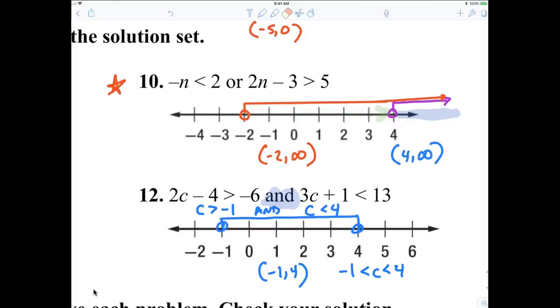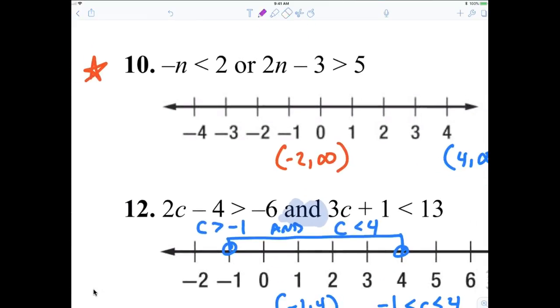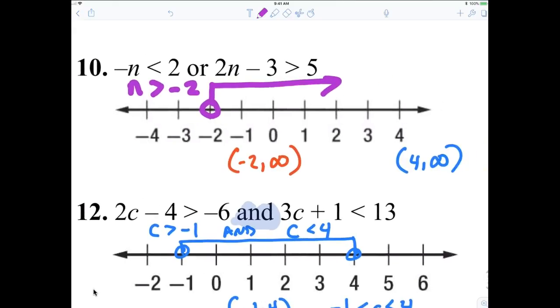All right, so again, we'll just start from scratch here. If I solve this, this would be n is greater than -2, correct? So greater than -2 would require open circle going to the right. Now I think everybody can add 3 and make that 8 and divide by 2 and make it what? 4. So the other equation worked out to be n is greater than 4. So greater than 4.